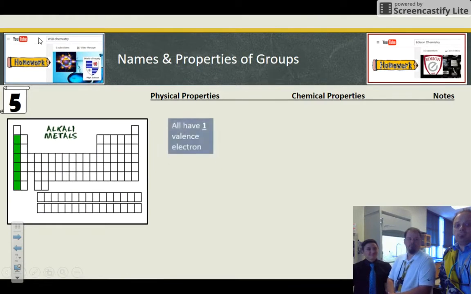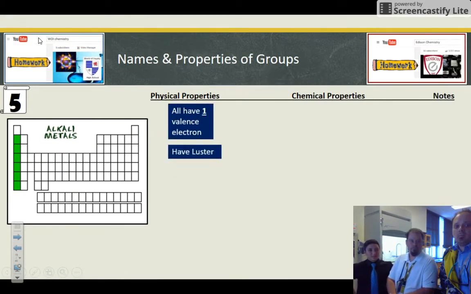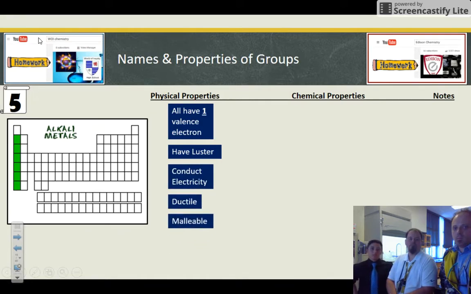Take it away. Sure. These are the alkali metals that we're starting with first. They all have one valence electron. Since they're metals, they have luster, conduct electricity, and they're ductile and malleable.